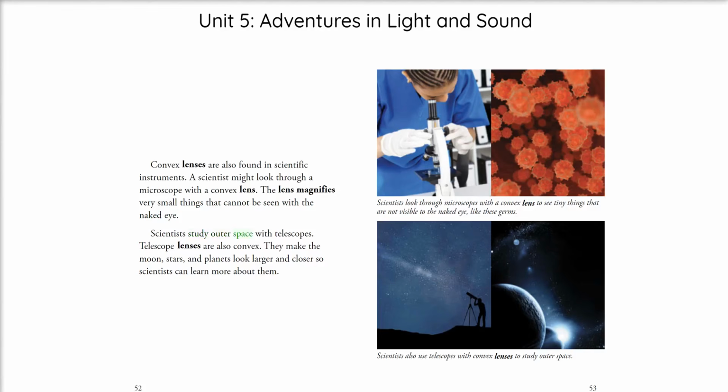Scientists study outer space with telescopes. Telescope lenses are also convex. They make the moon, stars, and planets look larger and closer so scientists can learn more about them.